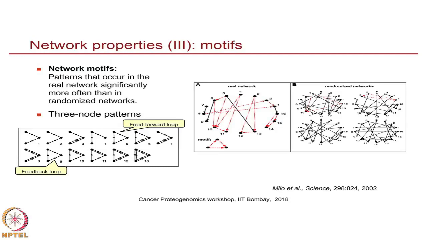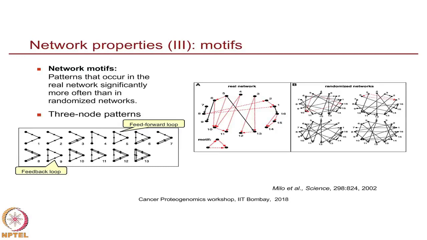And the next property I want to talk about is the motifs. When we talk about motifs, it's patterns that keep occurring in a system more often than random chance, right? So if we think about 3 nodes, what are the possible relationships between them? There are actually 13 different types of relationship between 3 nodes if they are somehow connected.